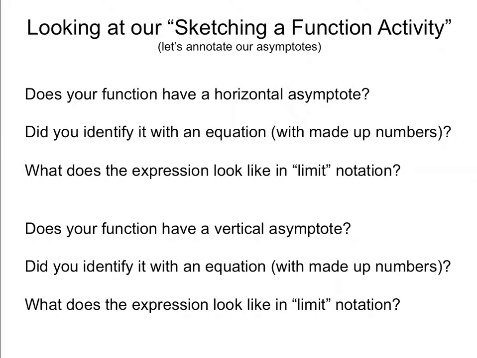We started off the class period with our sketching a function activity, and I asked students to look at their posters and see if their poster had a horizontal asymptote. And if they did, I asked them to verify that they had written an equation for that asymptote. So remember, horizontal asymptotes have the equation y equals. And if they didn't have a horizontal asymptote, maybe they had a vertical asymptote. And again, I asked them to make sure there was an equation next to that asymptote. Vertical asymptotes go up and down, so their equations are x equals.